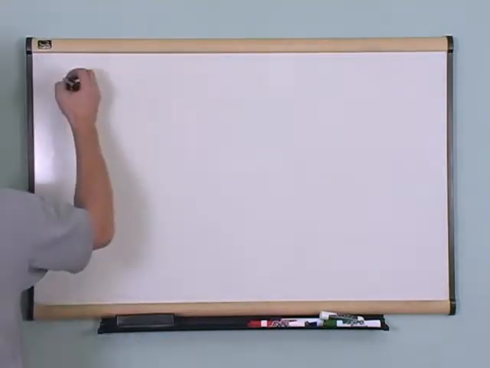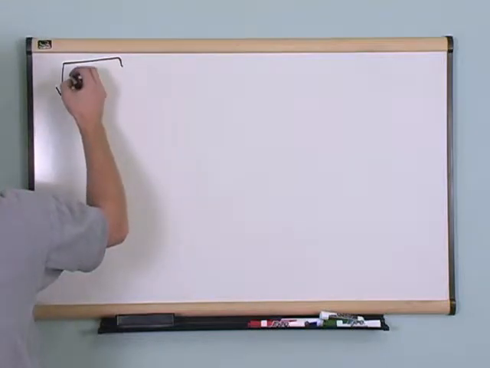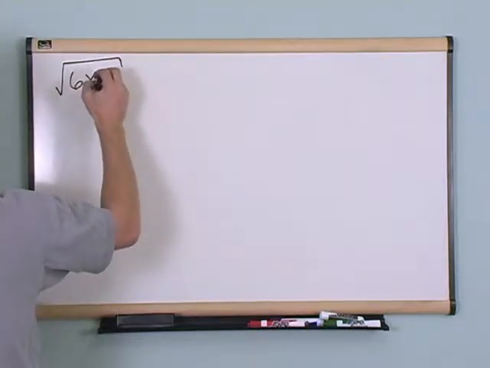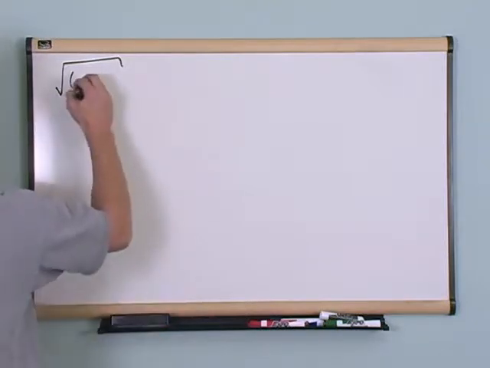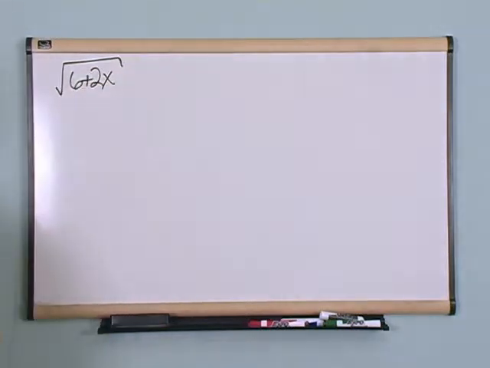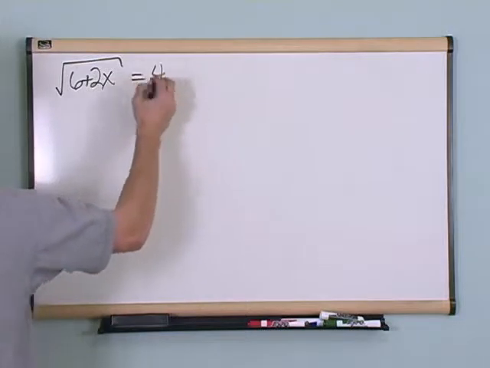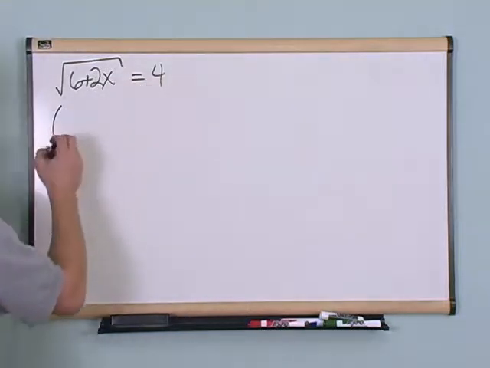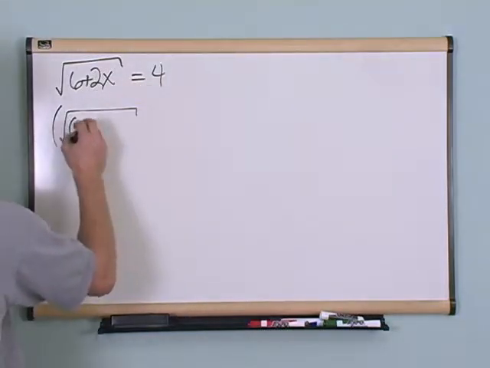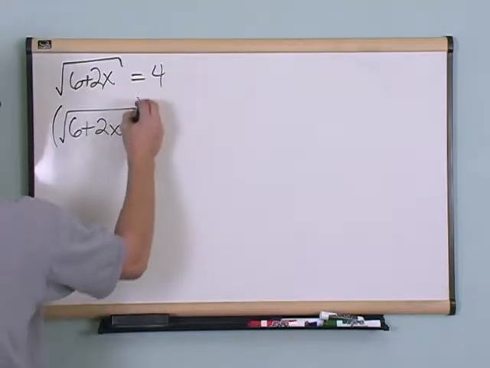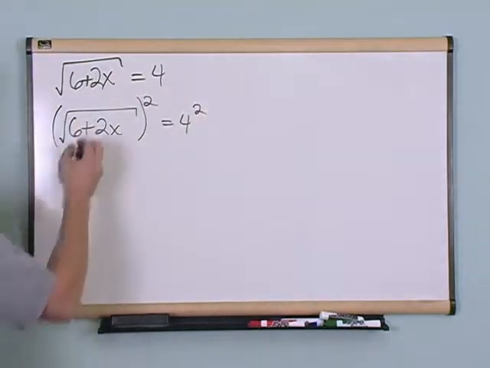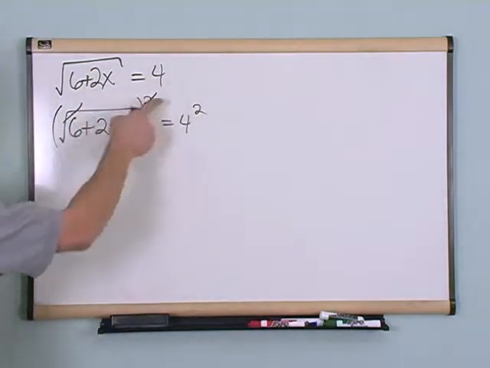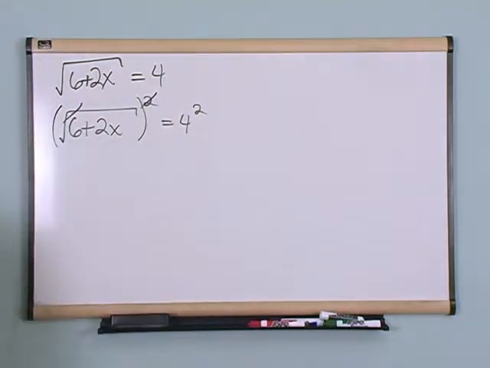Okay? So just to kind of solidify things here, if you have square root of 6x, let's make that square root of 6 plus 2x equals 4. Again, to get rid of that radical, I just square both sides. So I've got to square both sides. The square goes with the square root. They cancel out. They kind of annihilate each other.